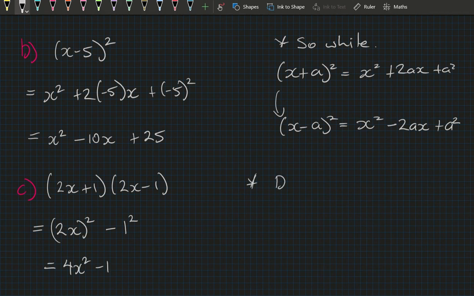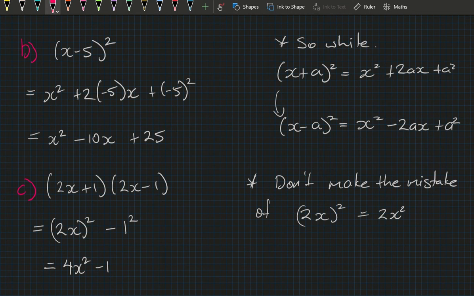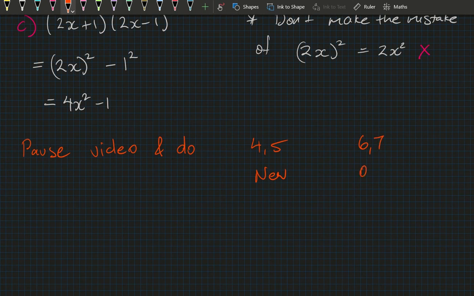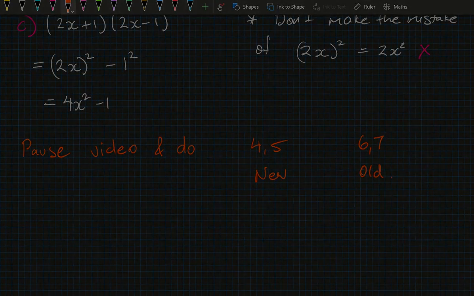But make sure you don't make the mistake of thinking (2x)² is equal to 2 times x². That is naughty. All right, well that seems plenty easy anyhow, so why don't you pause the video now and do questions 4 and 5 in the new book and questions 6 and 7 in the old book. And then hurry back and I'll see you in the next section.